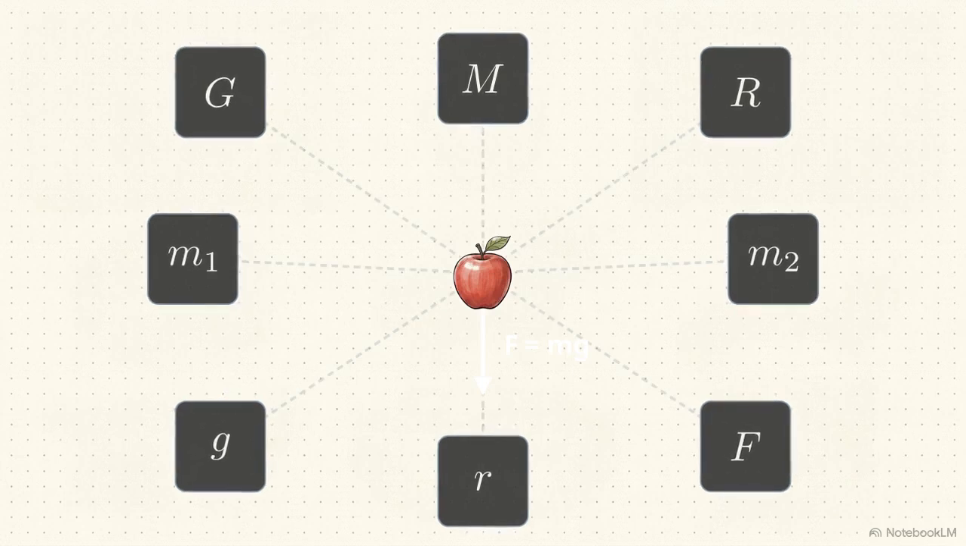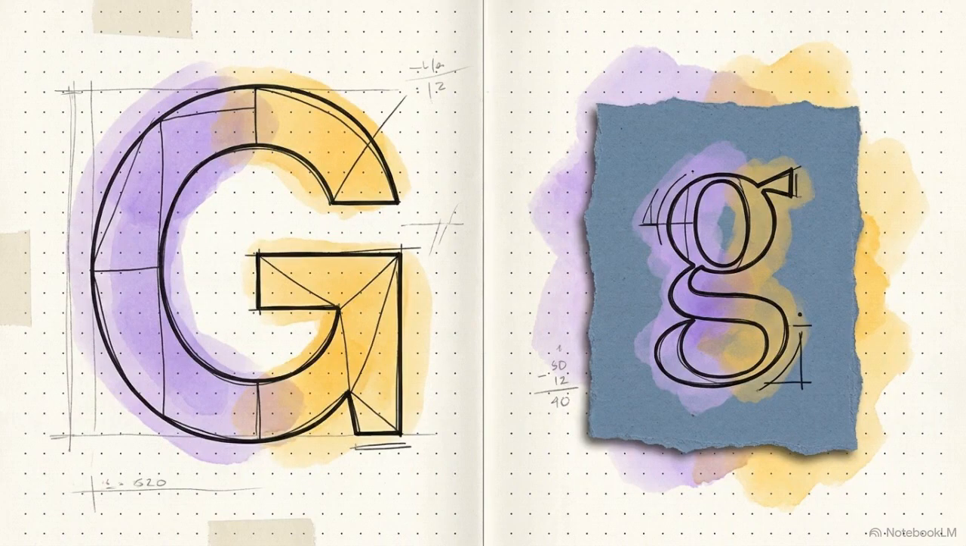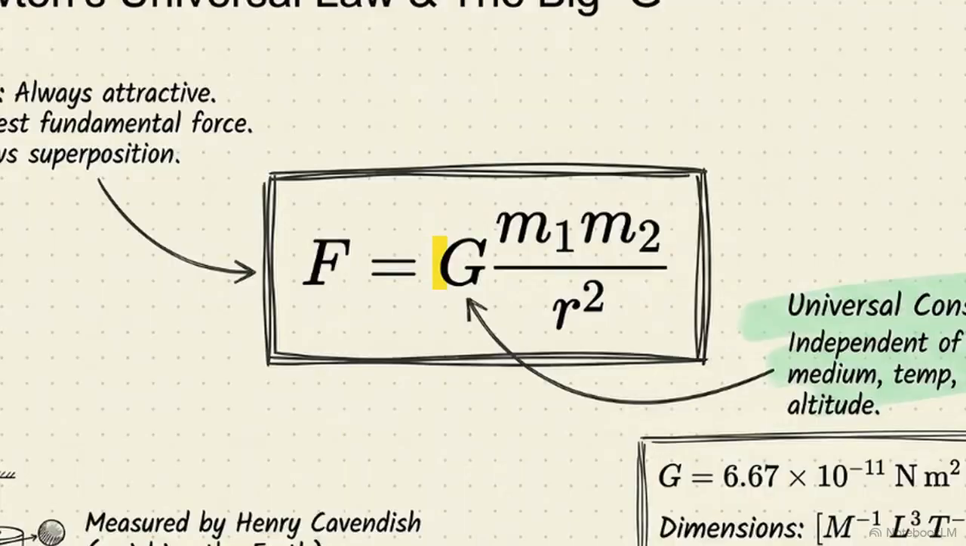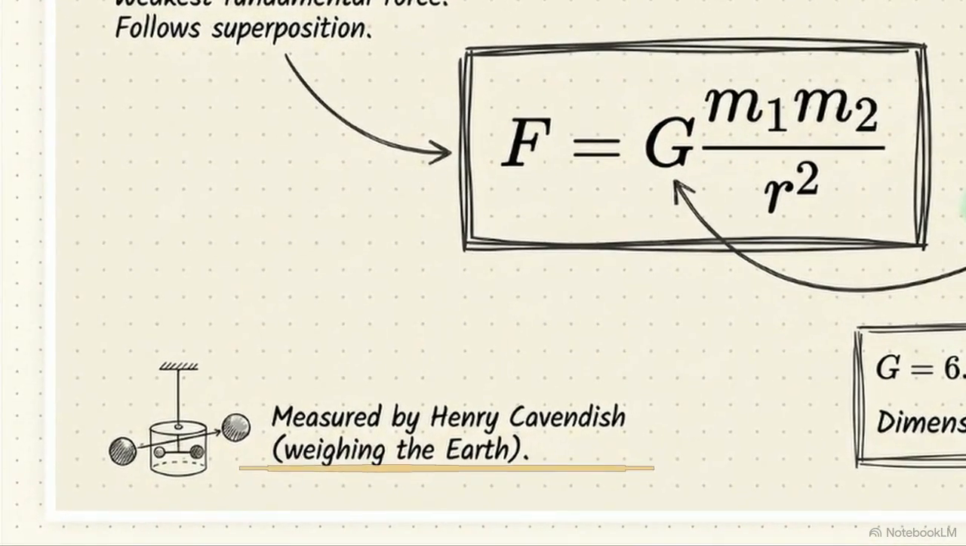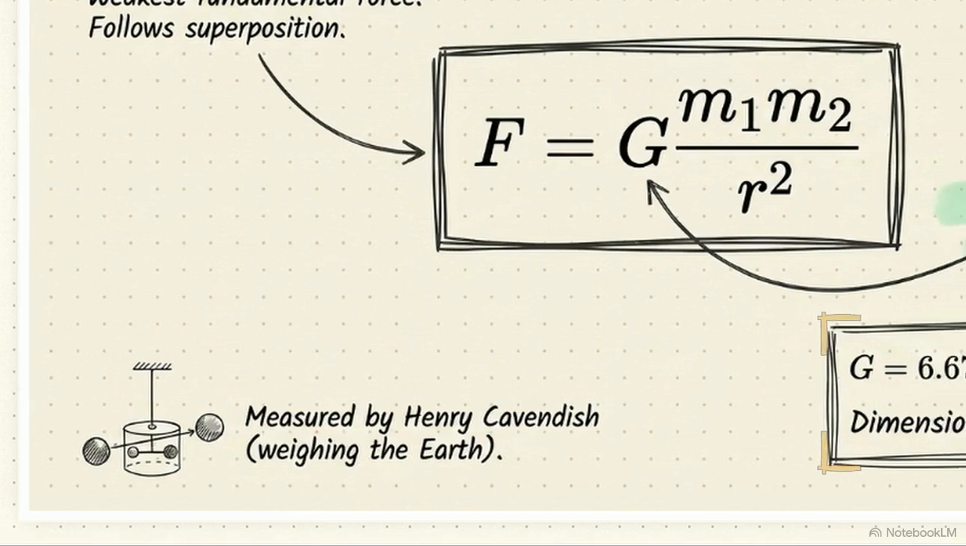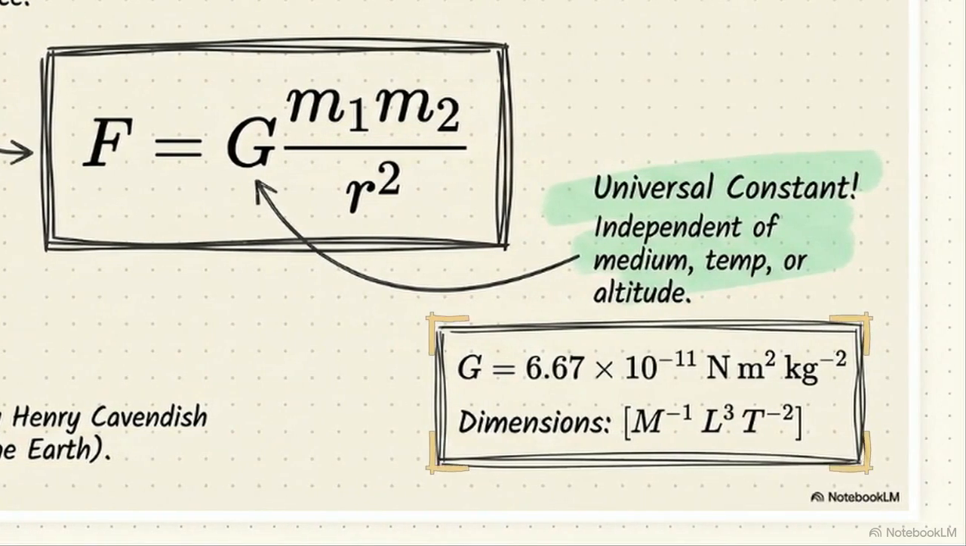The assumption that a capital G and a lowercase g represent the exact same concept in mechanics. This graphic displays Newton's universal law of gravitation. Capital G is the universal gravitational constant. Measured by Henry Cavendish using a torsion balance, it's a scalar constant. Its exact value is an absolute rule, remaining the same regardless of medium, temperature, or altitude.